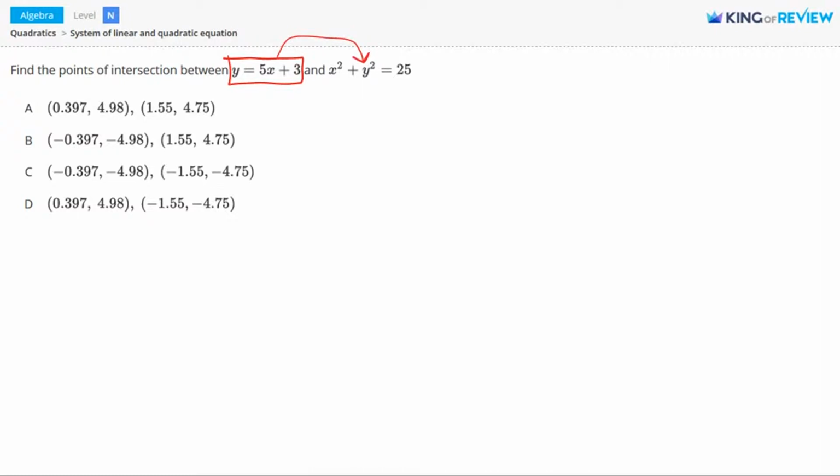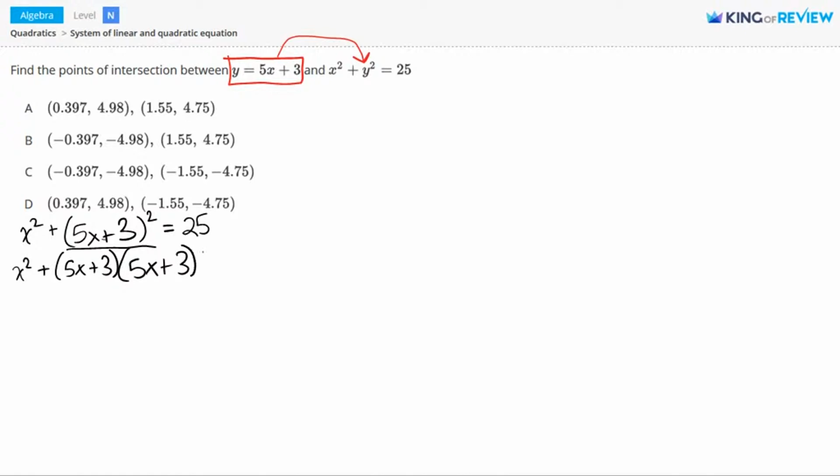What does this look like? We have x squared plus y squared equals 25. Notice I left an open space for y. I'll now substitute 5x plus 3 in for y, so that goes in the parentheses. Now let's expand this portion. x squared plus (5x plus 3) times (5x plus 3) equals 25.